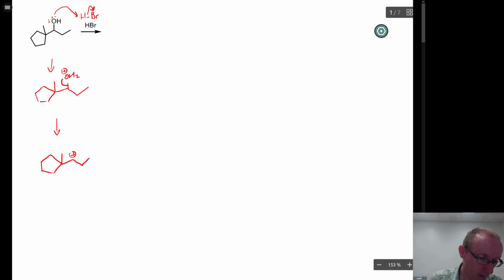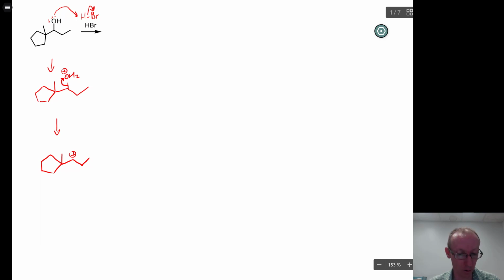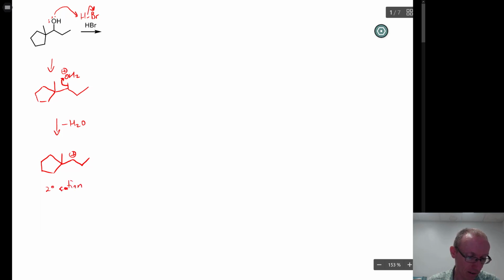So we're going to break that bond between the oxygen and the carbon, and we're going to kick out water as the leaving group. So if we wanted to, we can write minus H2O over that arrow. And the carbocation we formed is a secondary carbocation. And we know that they aren't particularly stable. So if it can rearrange to something more stable, it's going to do that before it does anything else. Okay, so that's a secondary carbocation.